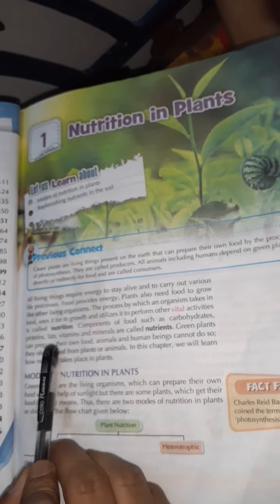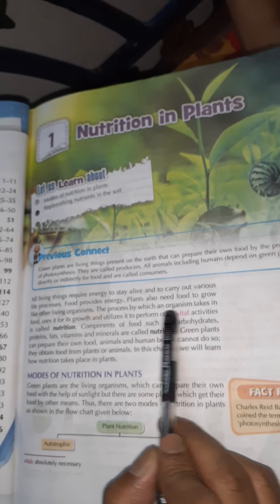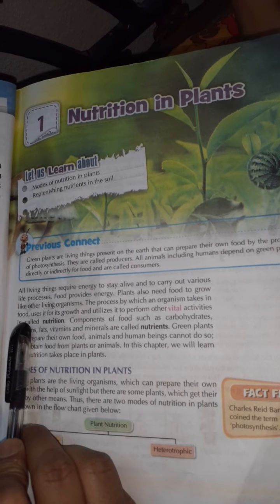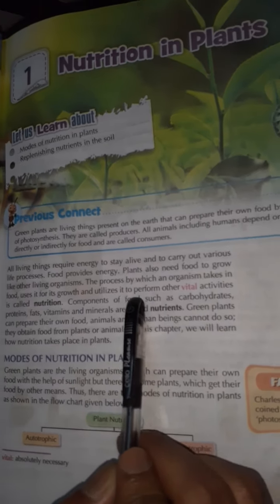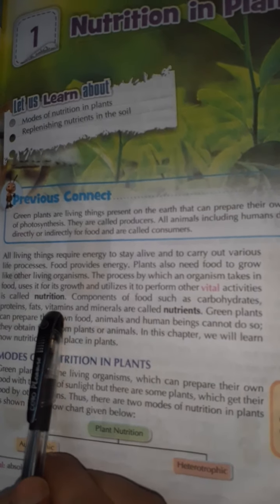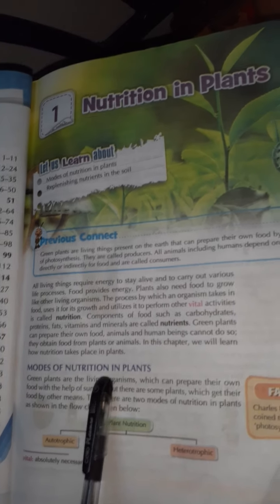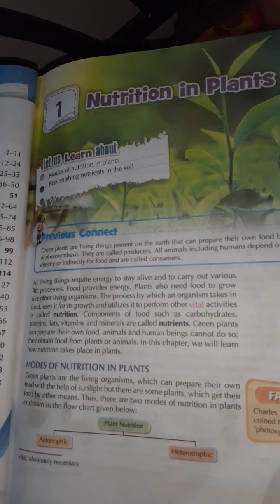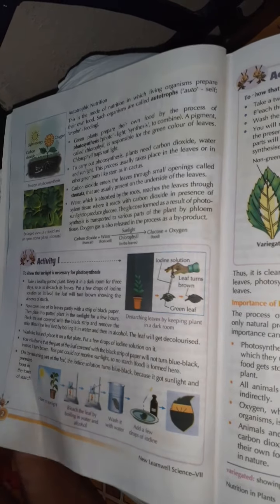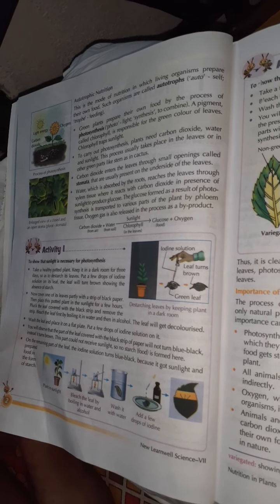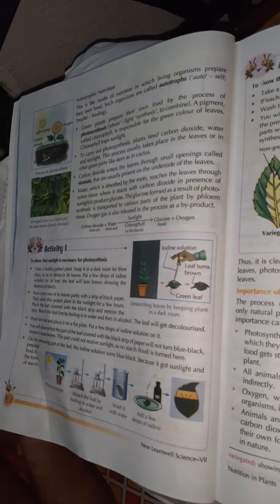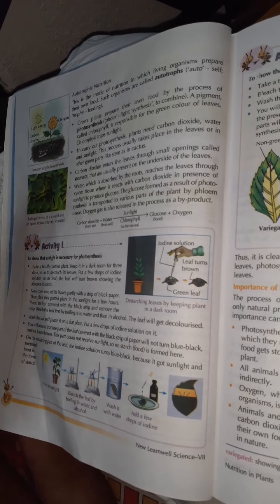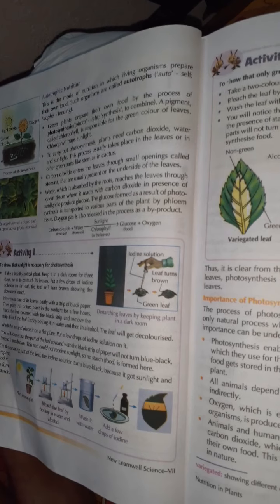What is nutrition? The process by which an organism takes in food, uses it for growth and utilizes it to perform other vital activities is called nutrition. What are the modes of nutrition in plants? There are two types: autotrophic and heterotrophic. Plants which make their own food for their survival are called autotrophs. Plants which cannot make their own food for their survival are known as heterotrophs.